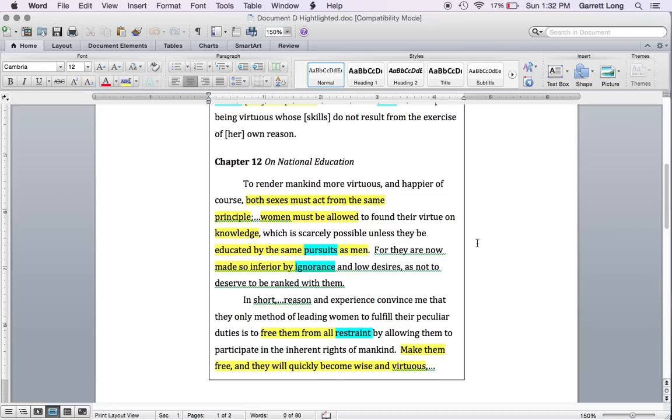And if women were equal to men, if they had the same education as men, they would be able to reason and have valid arguments.